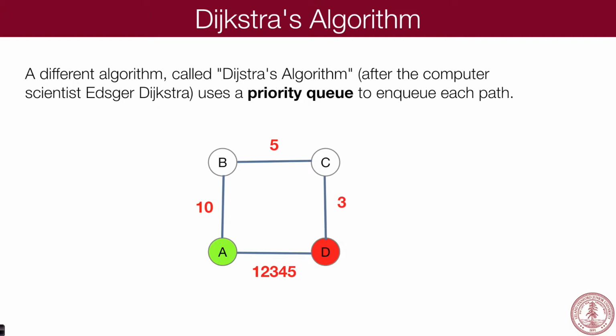Okay, and so with Dijkstra's algorithm, what we're going to do is we're going to use a priority queue in place of a queue, and it's surprising that it actually works out exactly the same as the breadth first search, except for the fact that now we're using a priority queue.